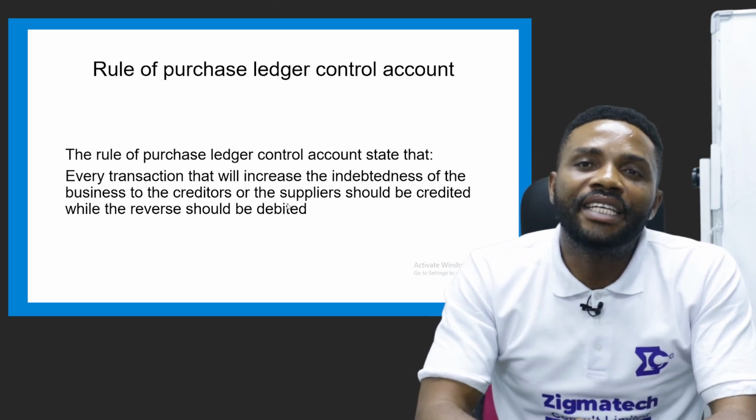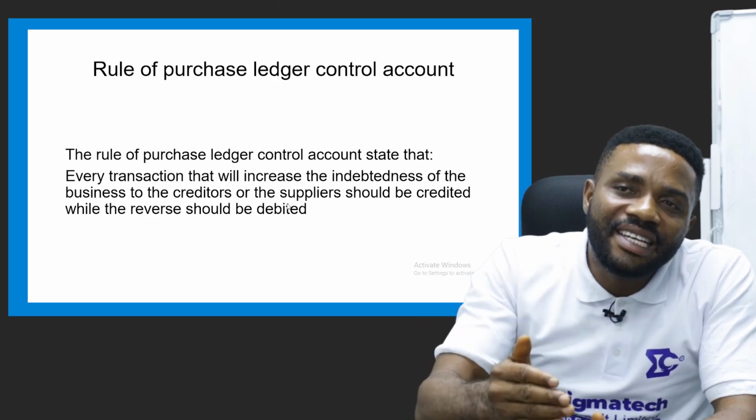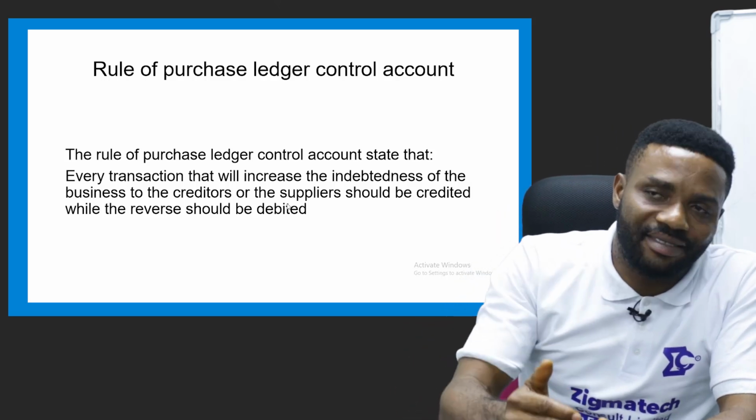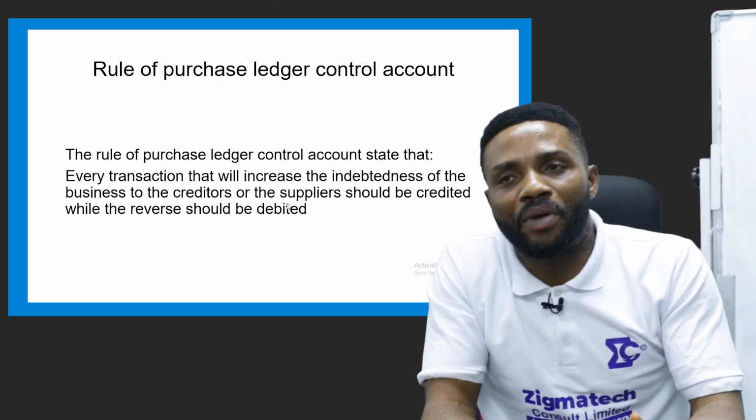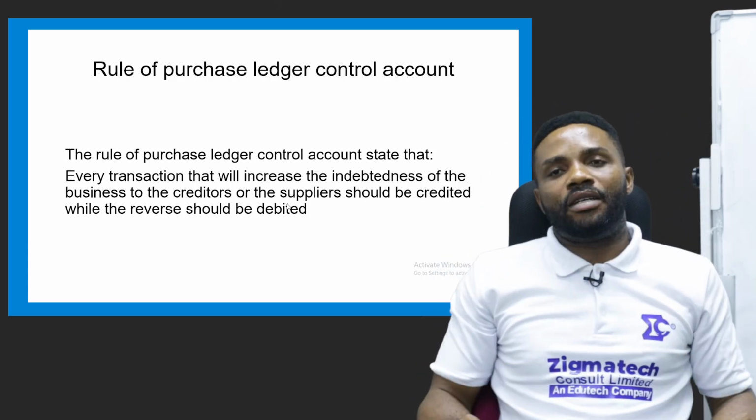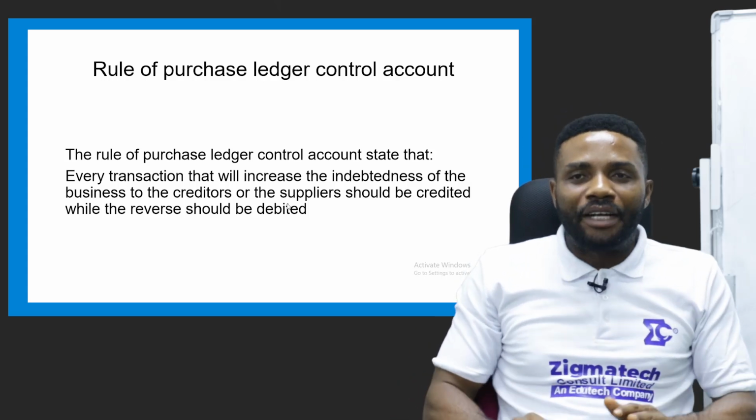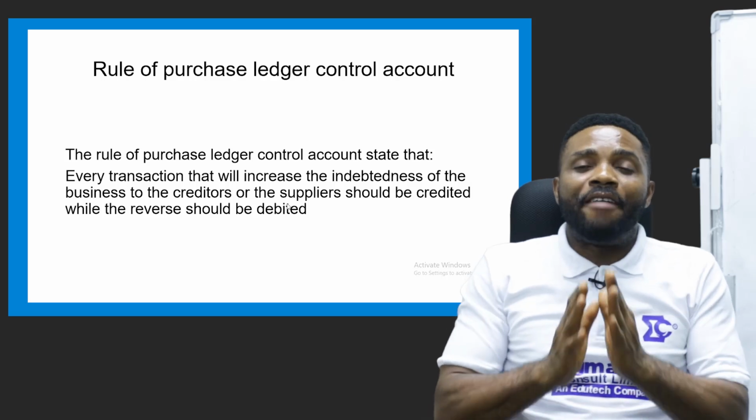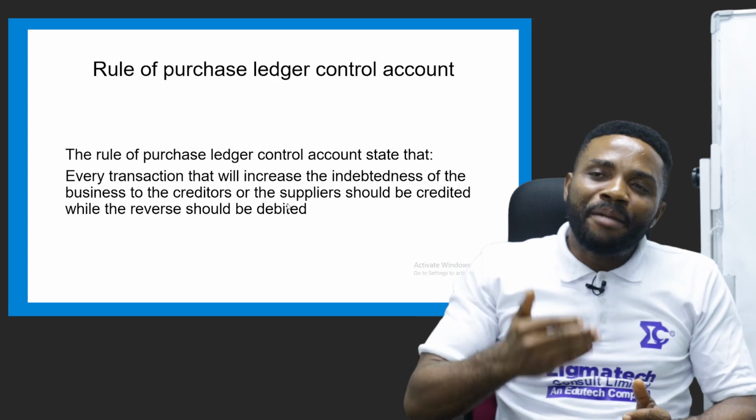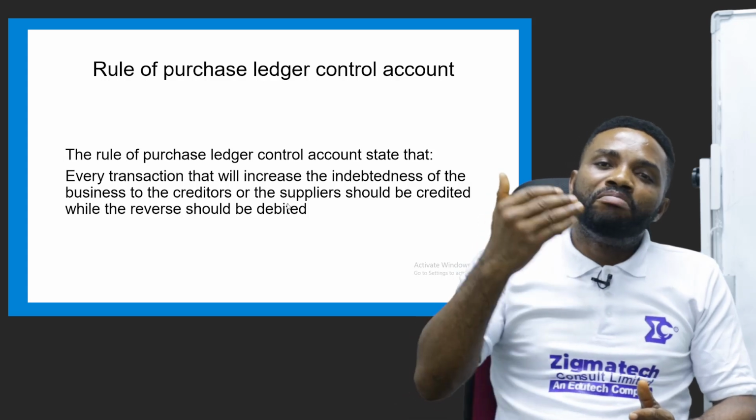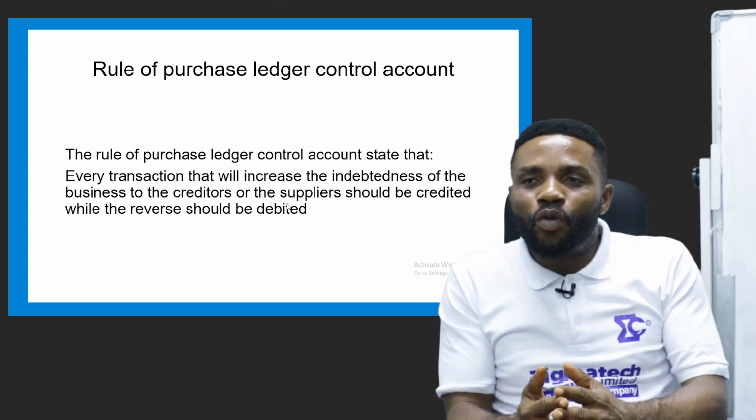The rule is simply, it says every transaction that will increase the indebtedness of the business to the creditors or to the suppliers should be what? Credited, while the reverse should be debited. Let me come down to say it again. I said every transaction that will increase the indebtedness of the business to the creditors or suppliers should be what?